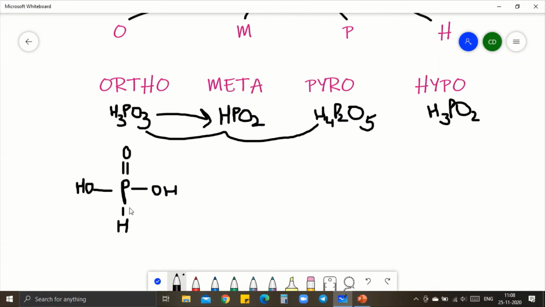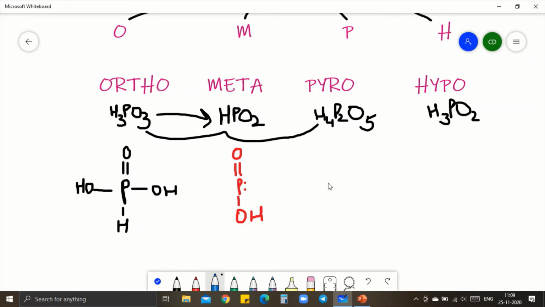It's orthophosphorus acid. Coming to meta, one P double bond O and one OH. Generally, phosphorus has 5 valence electrons, so it forms 5 bonds. So there are 5 bonds here, but there are not sufficient atoms, so there is one lone pair here.